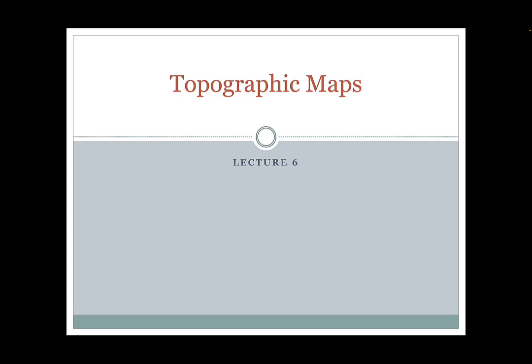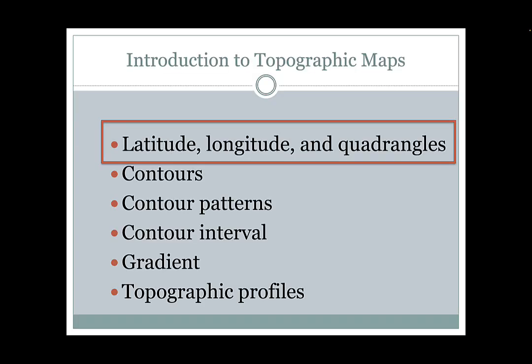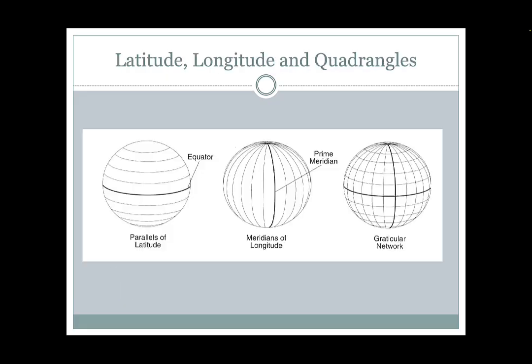In this lecture, we're going to talk about topographic maps. And let's start out by talking a little more about latitude, longitude, and then this idea of quadrangles, which is the boundaries that a lot of topographic maps in the United States are based on.